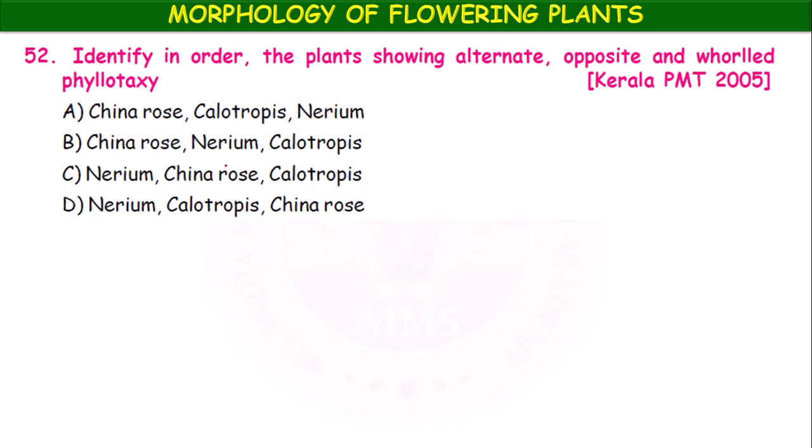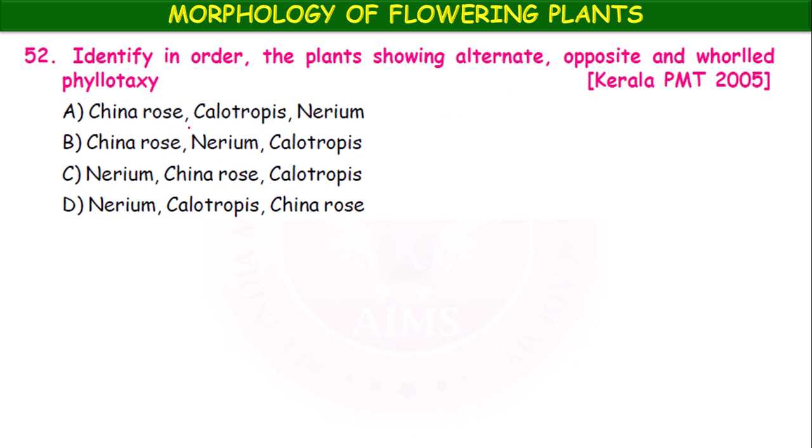Identify in order the plants showing alternate, opposite and whorled phyllotaxy. There are three types of phyllotaxy: alternate, opposite and whorled. Here the examples are given. You have to identify the order: alternate, opposite, whorled phyllotaxy. China rose, Calotropis, Nerium. China rose, Nerium, Calotropis. Nerium, China rose, Calotropis. Nerium, Calotropis, China rose. All three are the same, but the arrangement differs.